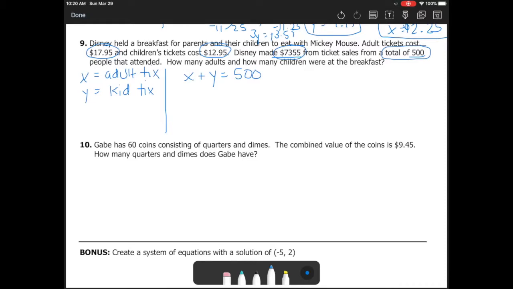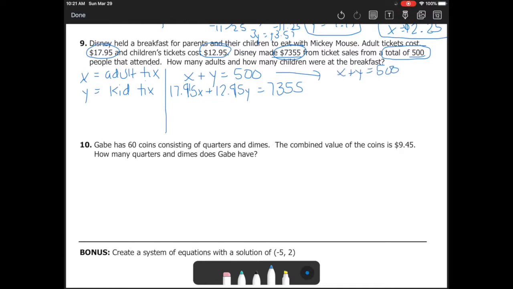So 17.95x plus 12.95y equaled $7,355. Okay, so the first equation is just for how many. The second equation is how much, and that might help you. Okay, so I have to choose if I'm going to use substitution or elimination. I think for this one, substitution would be easy because in the first equation, I have x plus y equals 500. It'd be very easy to solve for a variable.